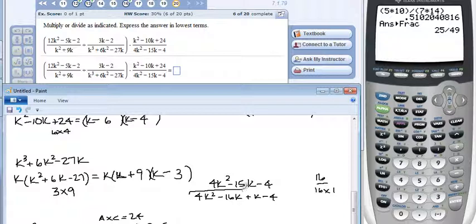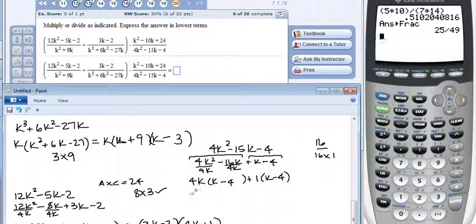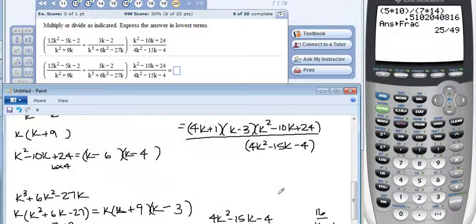Group, group, group, front and back. I've got a 4k that's in common here. Dividing through by 4k, dividing through by 4k. This gives me a k minus 4, right? That's 4. These two have nothing in common but a 1. Right? And now these two have the k minus 4 in common. What's left is the 4k plus 1. K minus 4, 4k plus 1.